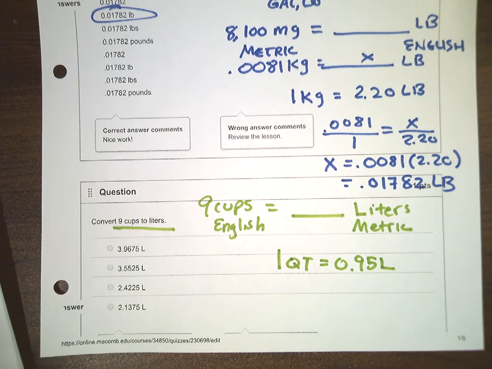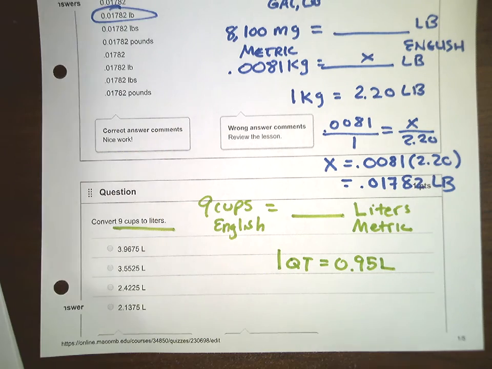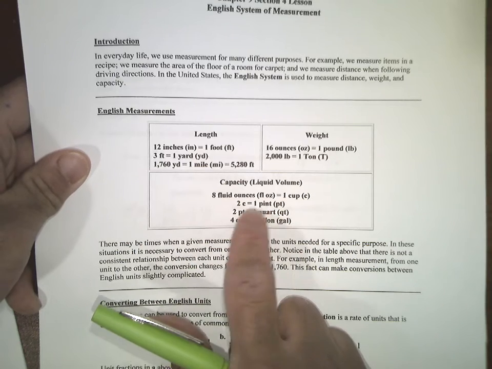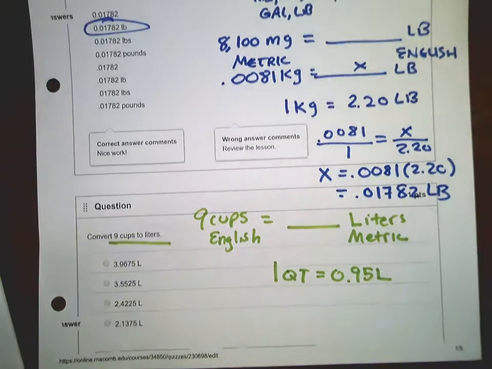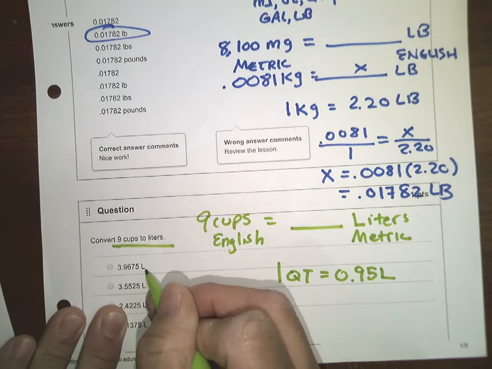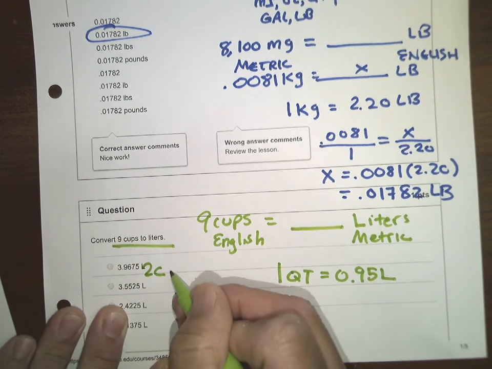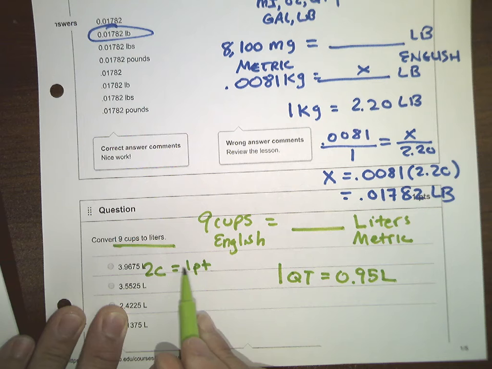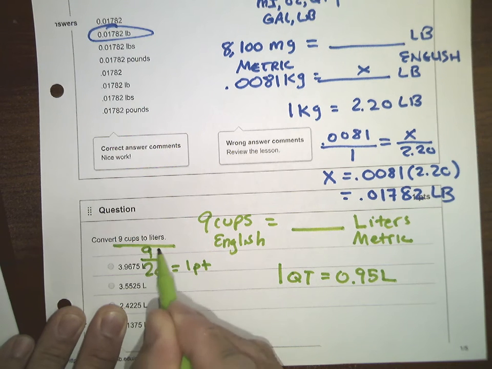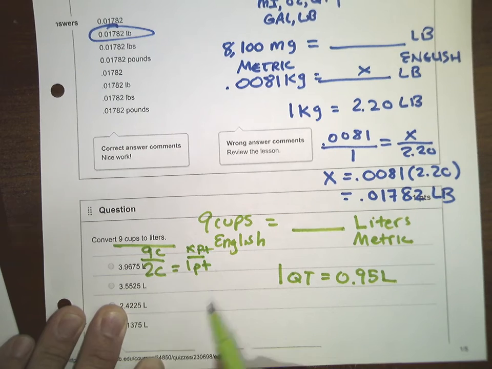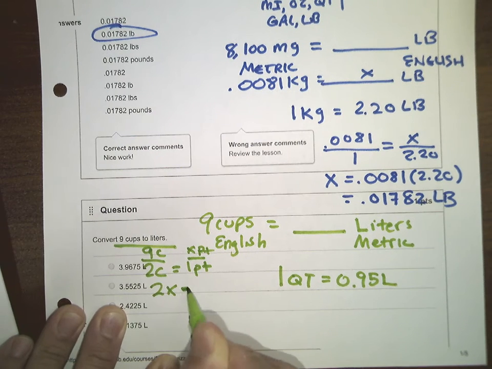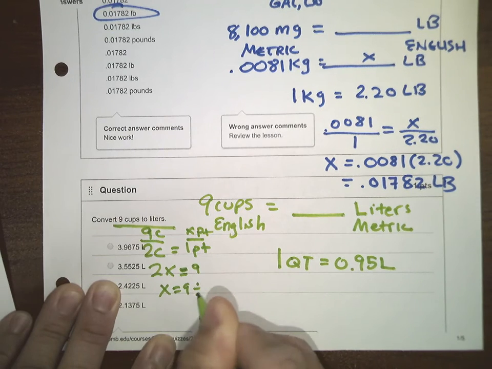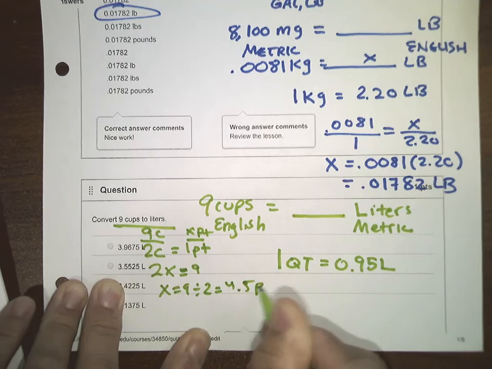So I know from before that 2 cups is equal to 1 pint, and 2 pints is equal to 1 quart. So let's try this. We have 2 cups is equal to 1 pint. So if I want to know how many pints 9 cups is, then we have 9 cups and x pints. I cross multiply, so 2x is equal to 9. And then I divide by 2, so x is 9 divided by 2, or 4.5 pints.